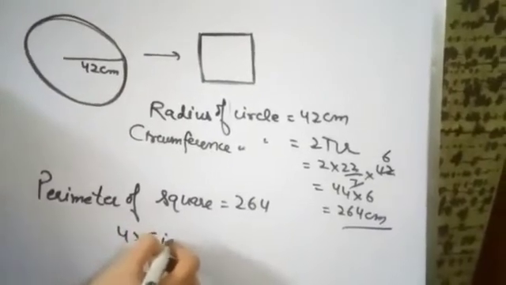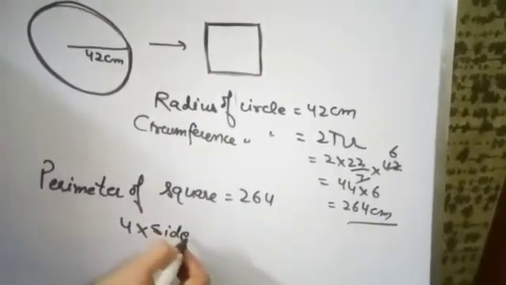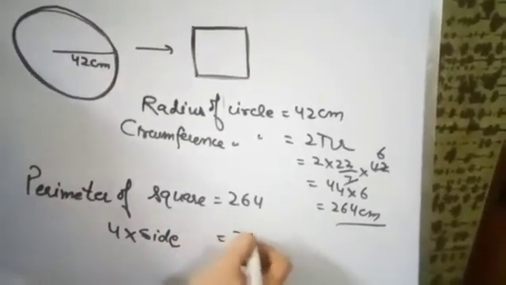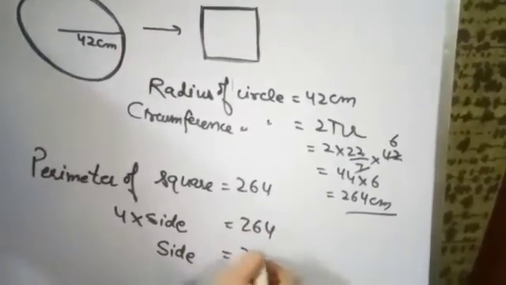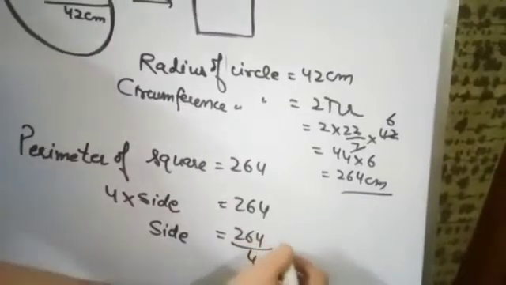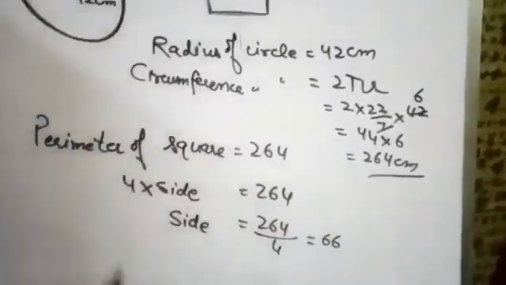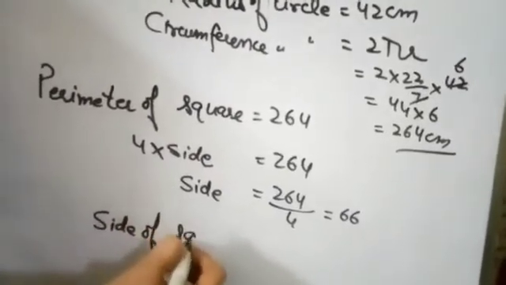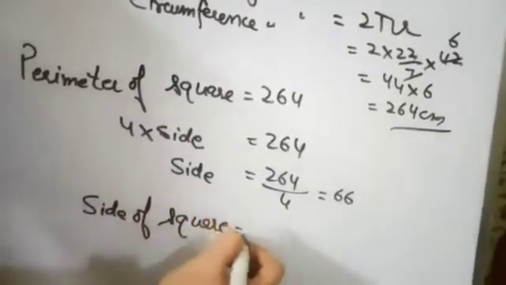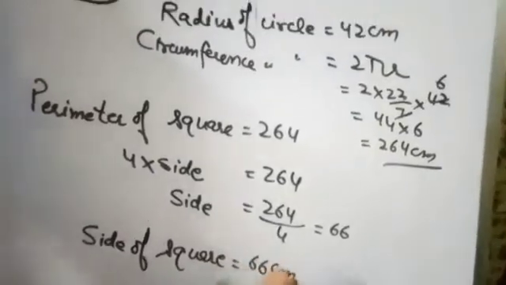264. Now what is the perimeter? We know that the perimeter of a square is 4 into side, so 264 equals 4 into side, and we can find out the value of the side. 4 being multiplied goes for division on the RHS. 4 6s are 24, 4 times 66 is 264. All sides of a square are equal, so the side of the square is equal to 66 centimeter.